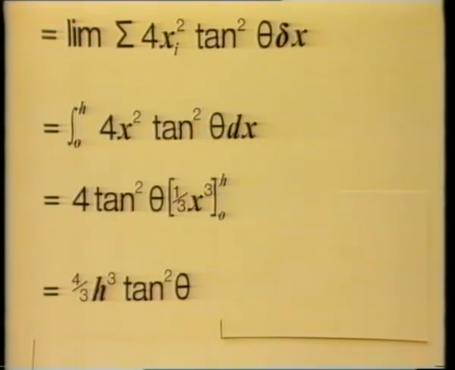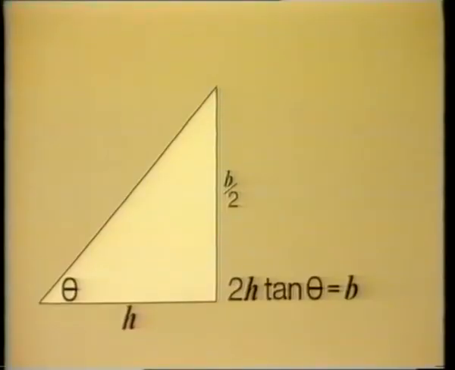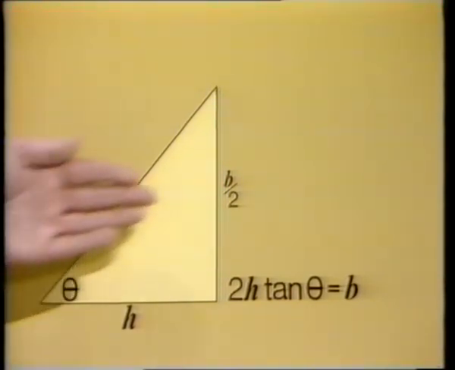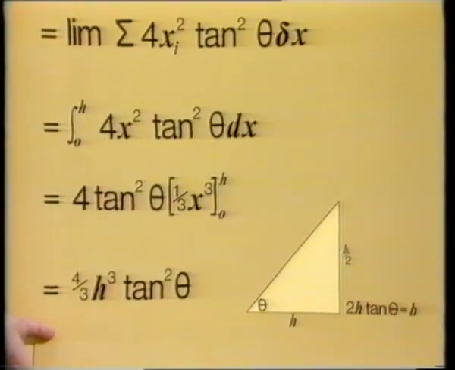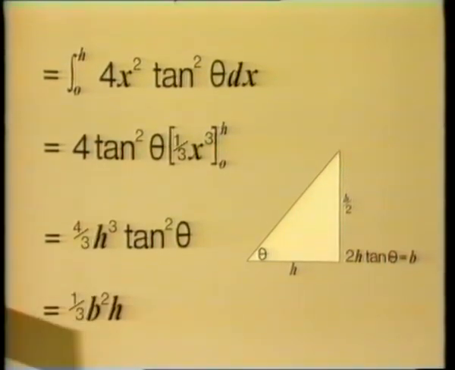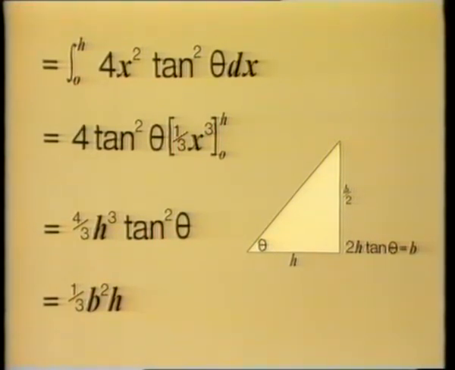Now this formula is probably not the one that you're familiar with. We need to express it in terms of the height h of the pyramid and its base b. But here we can see that tan theta equals b over 2 divided by h, or 2h tan theta equals b. Making this substitution, we can rewrite this last expression as 1/3 b squared h. And you may recognise that as 1/3 base area times height.